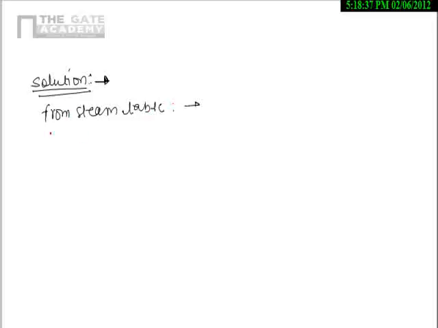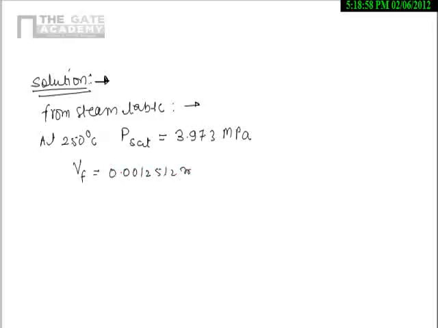Now let's start the solution of the problem. Here also, if this kind of question is asked in the GATE examination, they will give the table or directly give the values. But right now I am taking the required values from the steam table. From the steam table, at 250 degrees centigrade we have saturation pressure of 3.973 megapascal. Vf, the specific volume of liquid, is 0.0012512 meter cube per kg. Specific volume of vapor is 0.05013 meter cube per kg.